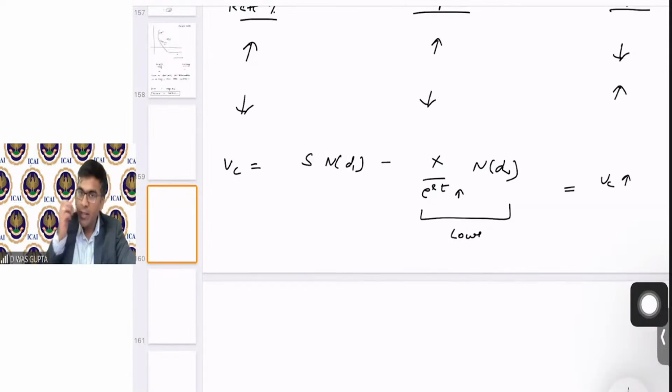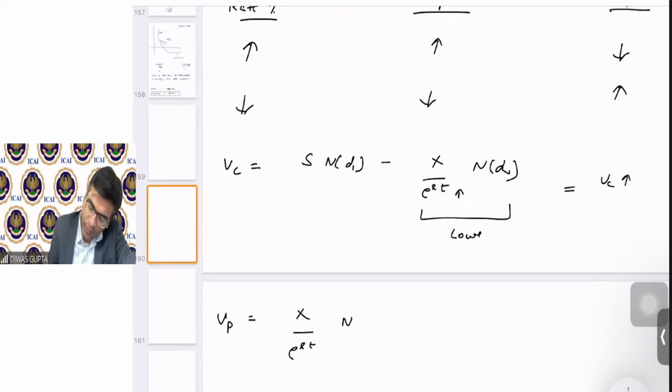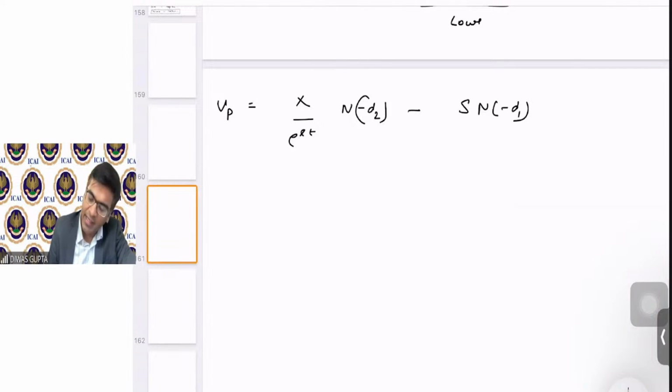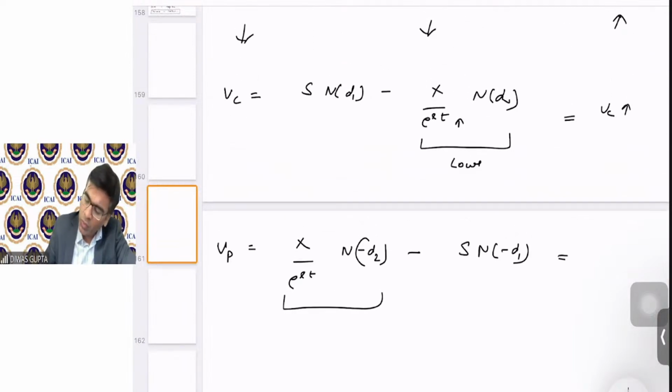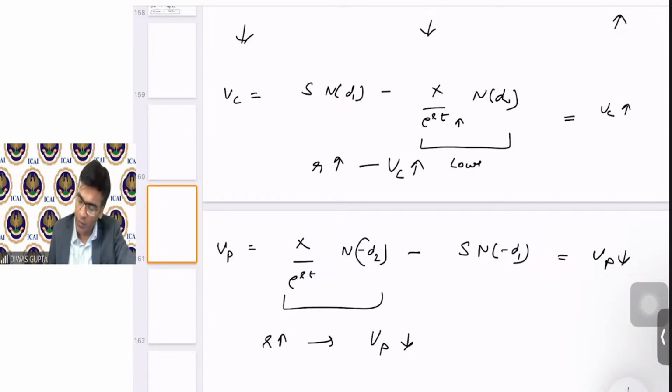Okay. However, in the case of value of put, this is the formula, right? So X raised to the power e^(-RT) N(-D2) minus S N(-D1). This is the value, right? For put option. So if R is higher here, it will lead to value of put option being lower. If R is higher, then value of put option will be lower. If R is higher here, then value of call option will be higher. Okay, students. I hope this is clear to all.